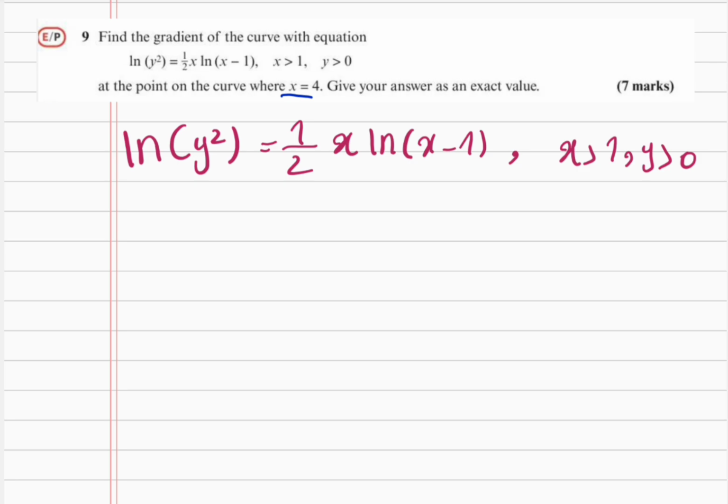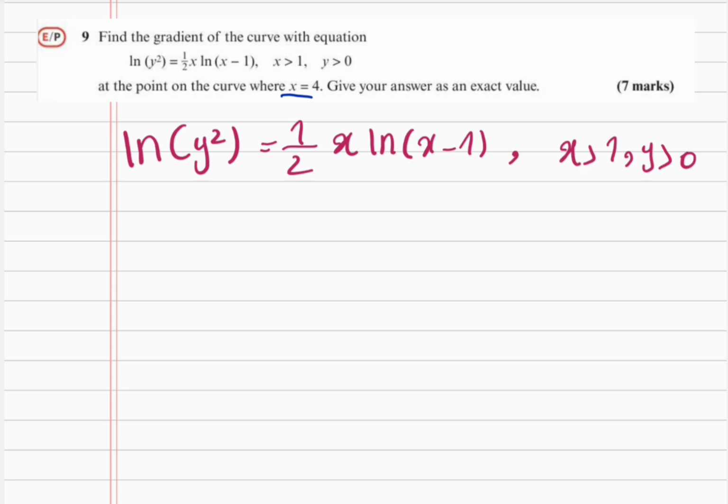So we have this function ln y squared is equal to half x ln x minus 1, and we want to find the gradient of the curve where x is equal to 4. In questions like this, we always differentiate the equation and then substitute the coordinates of the point into the derivative equation in order to find the gradient at that specific point.